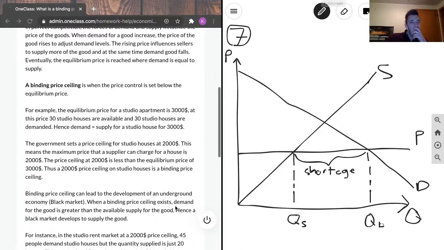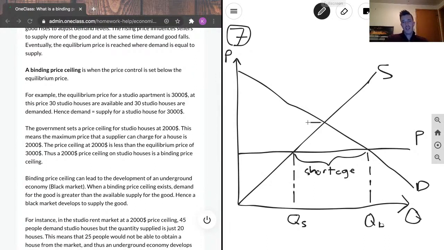So at equilibrium, they were saying that the price was $3,000. And as a result, we sold 30 studio houses. So in this case, our equilibrium price was $3,000 and our equilibrium quantity was 30. Now we've got this price ceiling that has been set at $2,000.